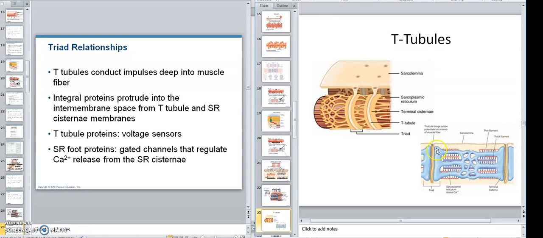Now, in the terminal cisternae is a protein called calcium-binding protein, also called calsequestrin. That particular protein holds calcium, a lot of it. So it has a high capacity but low affinity. It holds a lot but not that tightly.